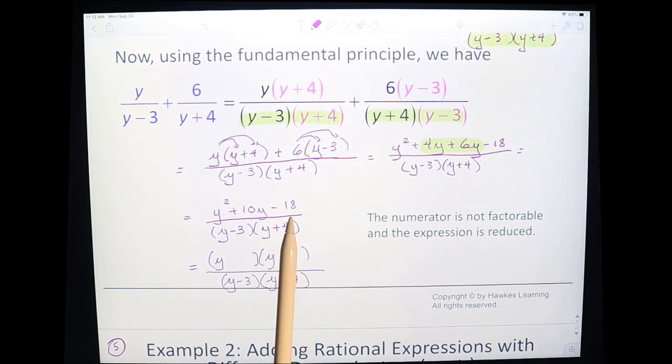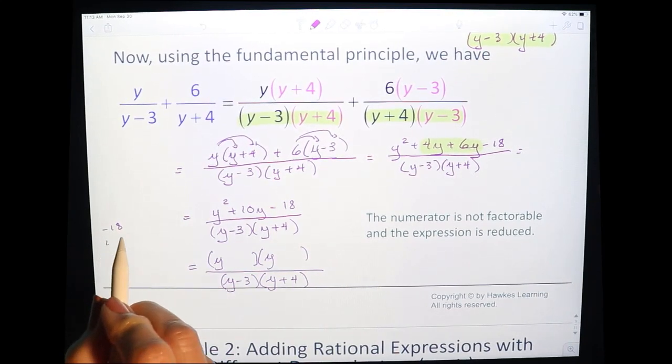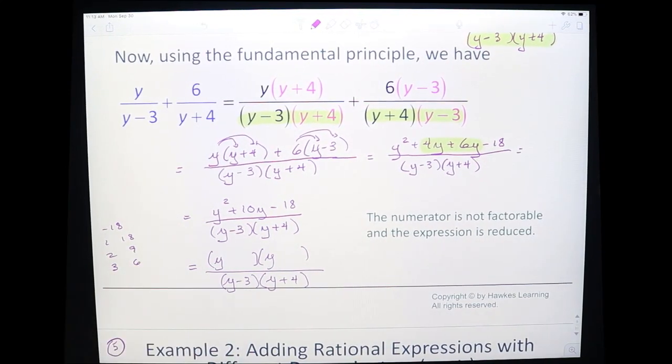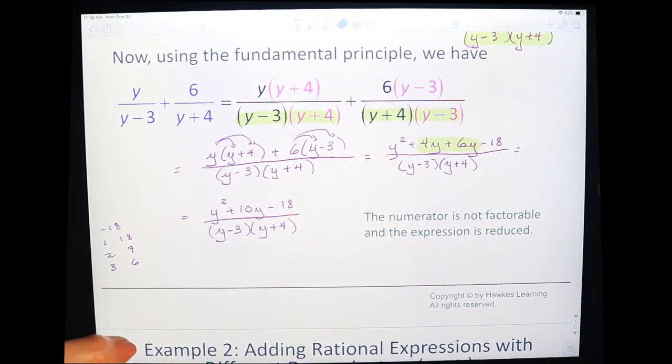So I'm looking for two numbers that multiply to give me a negative 18. And I'm thinking through a series of 1 and 18, 2 and 9, 3 and 6. And I think that's it. And I don't see any combination there that's going to give me a value of 10. So even though I tried to reduce, this one is not going to reduce. So I'll stop at that spot right there. And again, leave the denominator in its factored form. That's usually the best strategy.